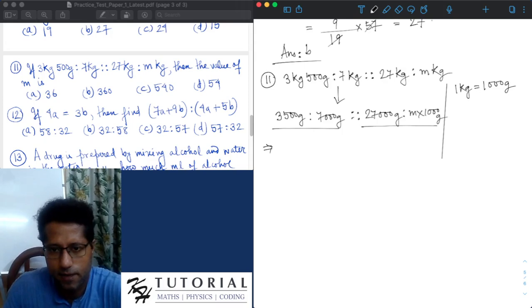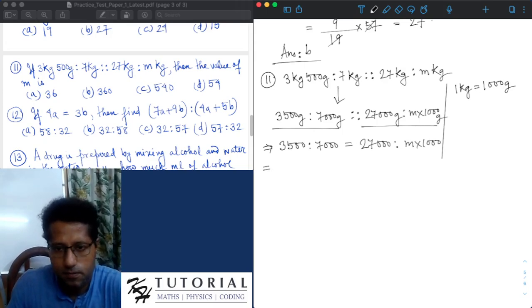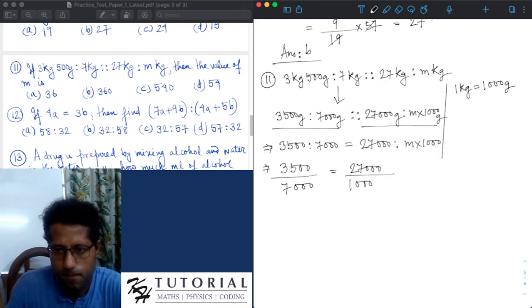So now I can say that 3500 is to 7000 equals 27,000 is to m into 1000. Now this implies that 3500 divided by 7000 equals 27000 divided by 1000 m.